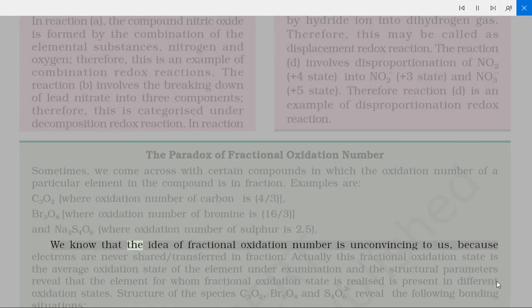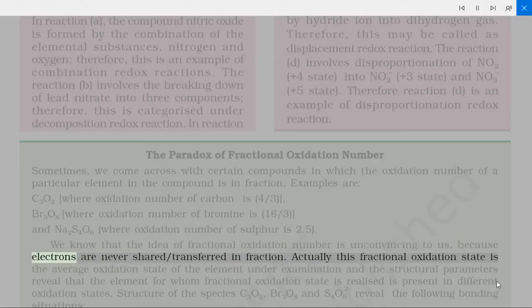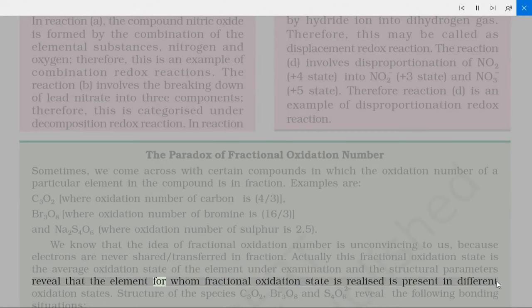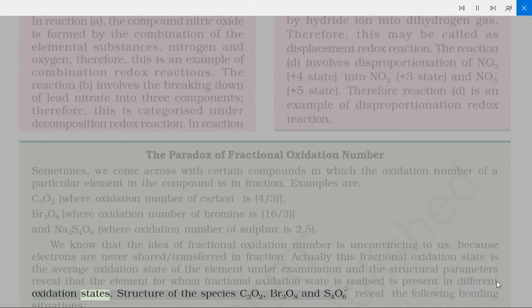We know that the idea of fractional oxidation number is unconvincing to us, because electrons are never transferred in fractions. Actually, this fractional oxidation state is the average oxidation state of the element under examination, and the structural parameters reveal that the element for which a fractional oxidation state is realized is present in different oxidation states.